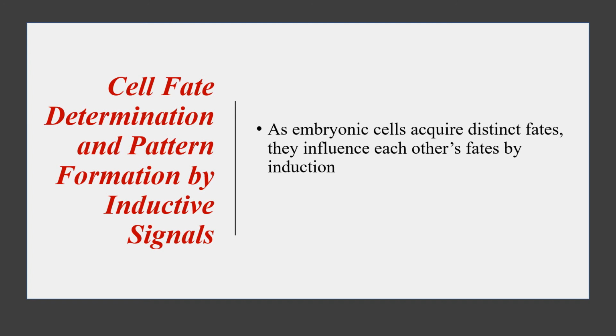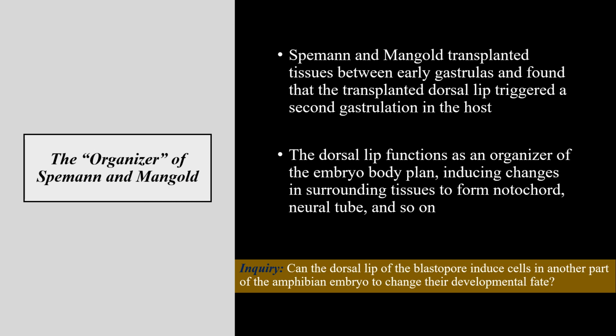So, cell fate determination and pattern formation by inductive signals. As embryonic cells acquire distinct fates, they influence each other's fates by induction. Okay? So, the organizer of Spemann and Mangold: they presented that there is a specific organizer in an axis of an animal model. Spemann and Mangold transplanted tissues between early gastrulas and found that the transplanted dorsal lip triggered a second gastrulation in the host. The dorsal lip functions as an organizer of the embryo body plan, inducing changes in surrounding tissues to form notochord, neural tube, and so on. So the inquiry is: can the dorsal lip of the blastopore induce cells in another part of an amphibian embryo to change their developmental phase? We have already discussed that there is a formation of a dorsal lip.